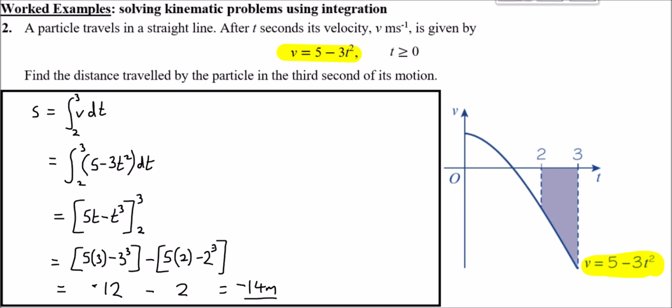We can actually work out the t-axis intercept, and so it's going to be equal to 0 when 5 minus 3t squared is equal to 0. So 5 minus 3t squared is equal to 0. So we have that 3t squared equals 5. Therefore, at this point here, t must be the square root of 5 over 3.